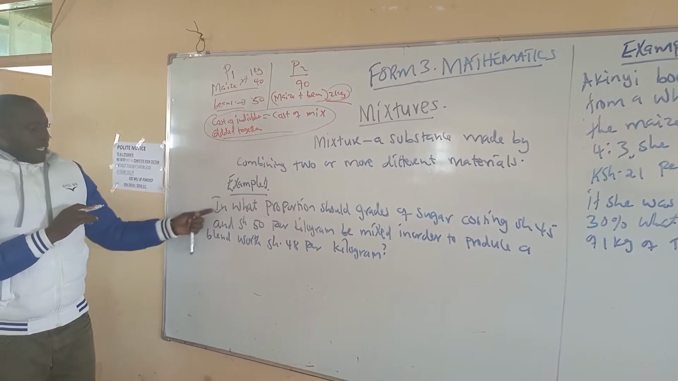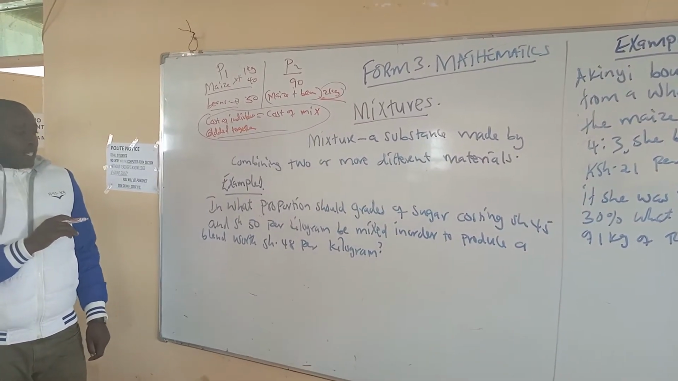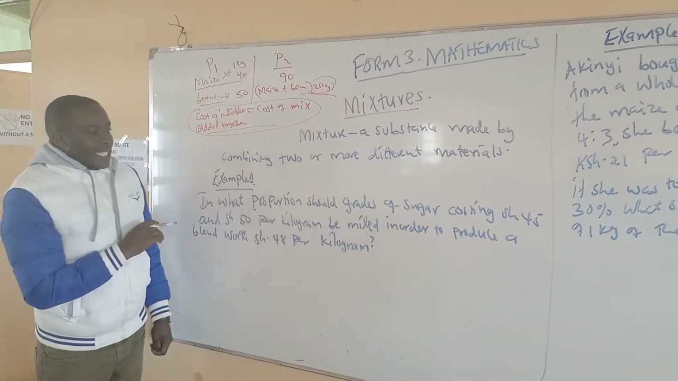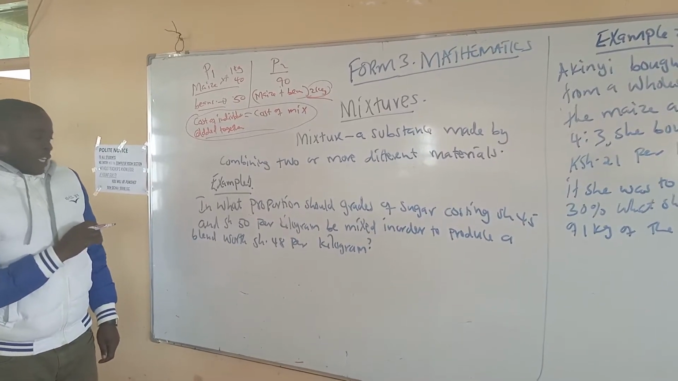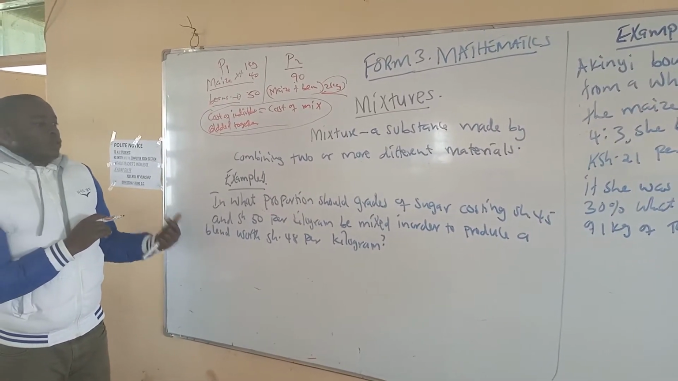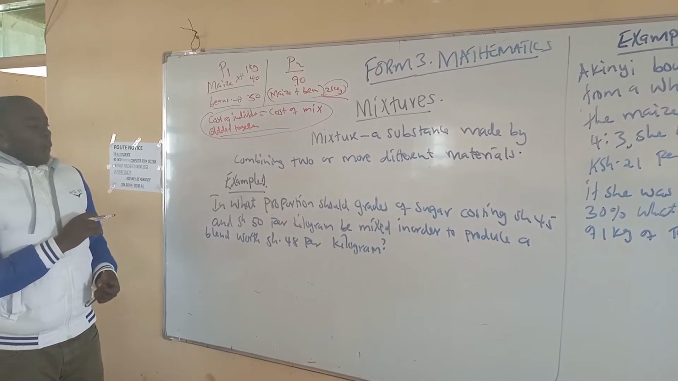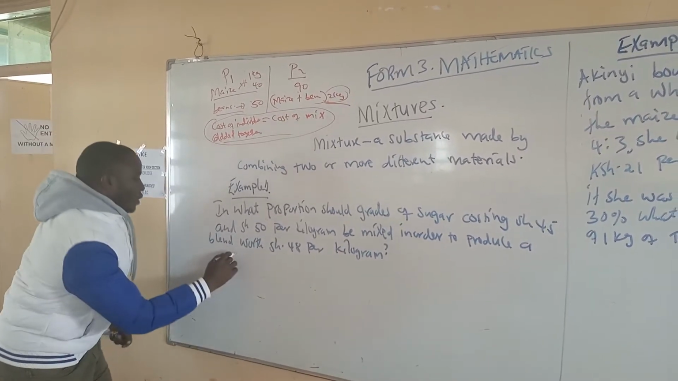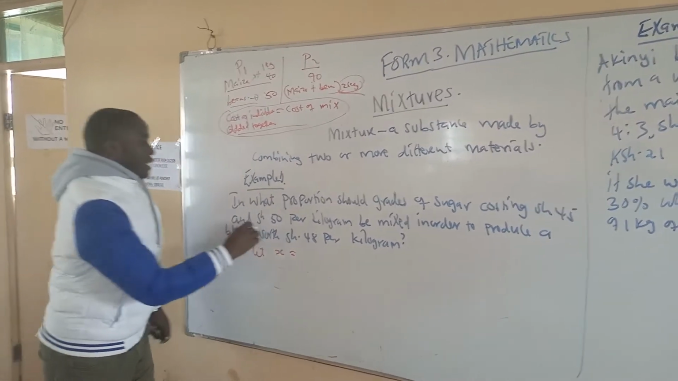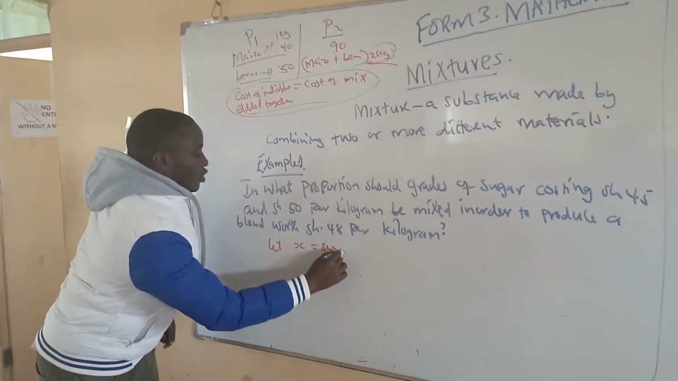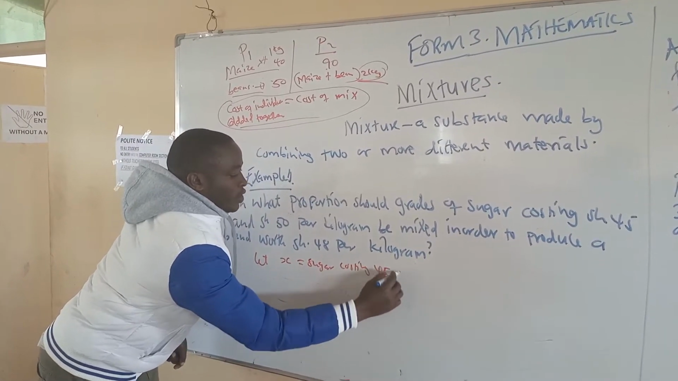Example number 1: in what proportion should the grades of sugar costing 45 shillings and 50 shillings per kilogram be mixed in order to produce a blend worth 48 shillings per kg? We don't know how many kgs of the sugar grade A, costing 45 shillings, so we let X be the number of kgs of the sugar costing 45 per kg.